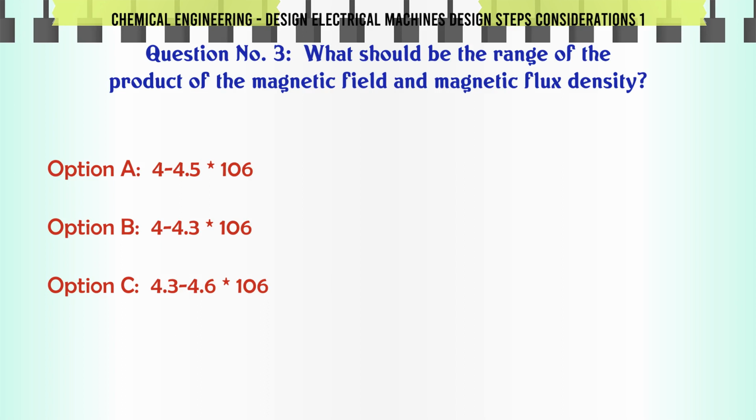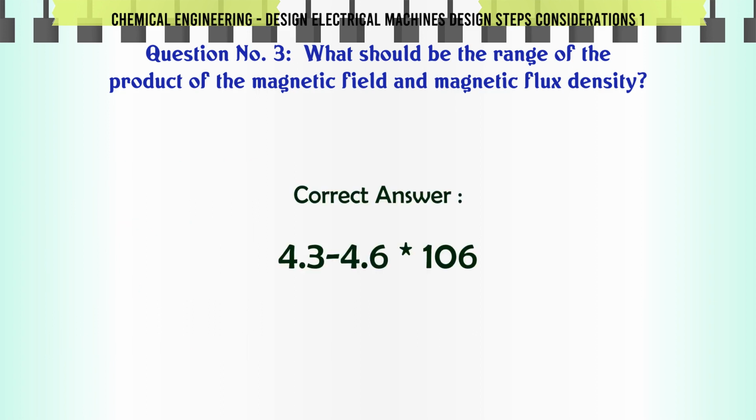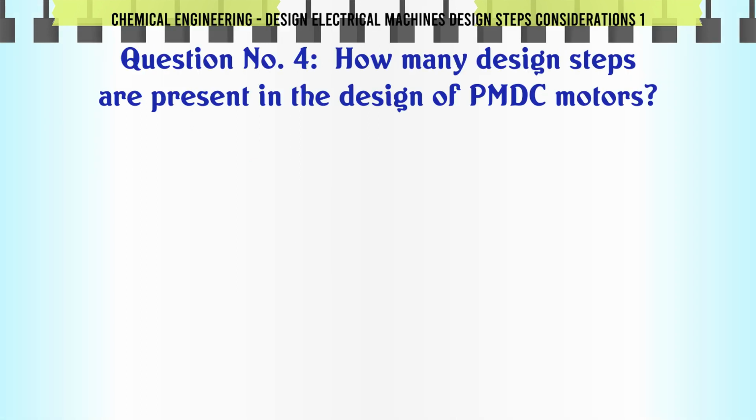What should be the range of the product of the magnetic field and magnetic flux density? A. 4.5 × 10^6. B. 4.3 × 10^6. C. 4.3 × 10^6. D. 4.2 × 10^6. The correct answer is 4.3 × 10^6.